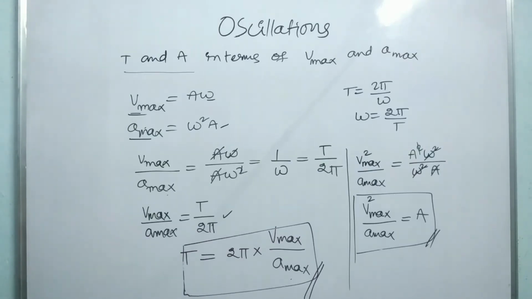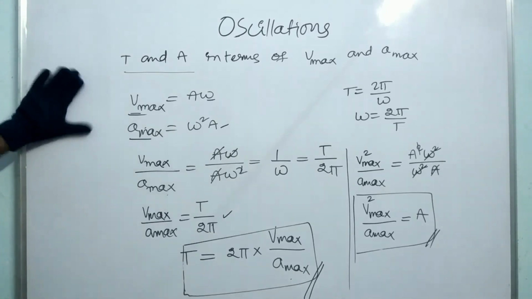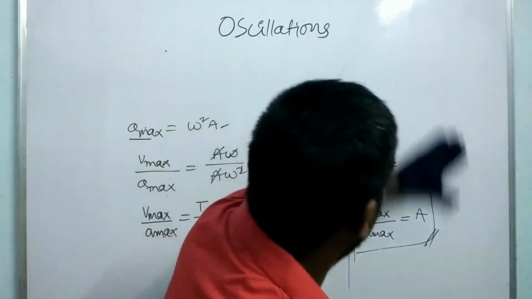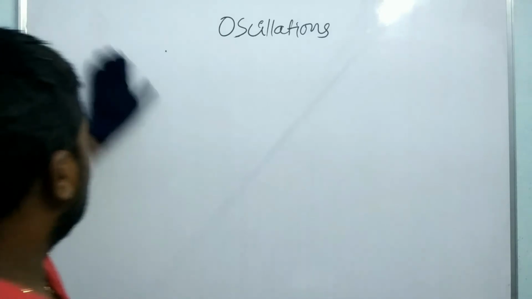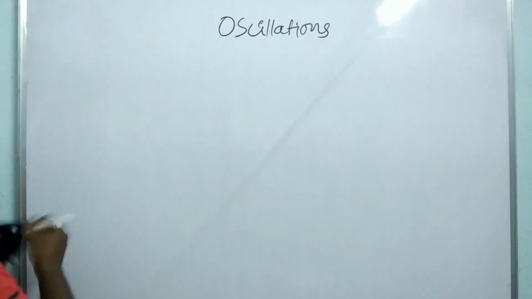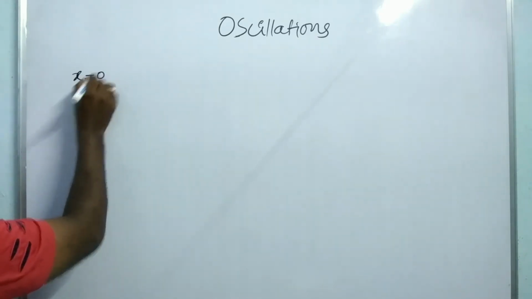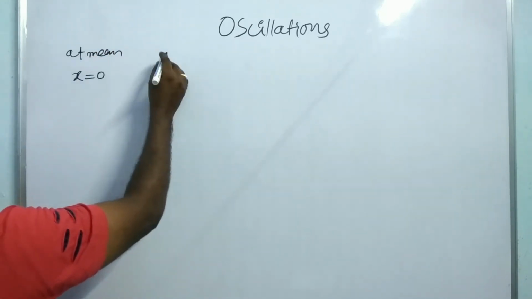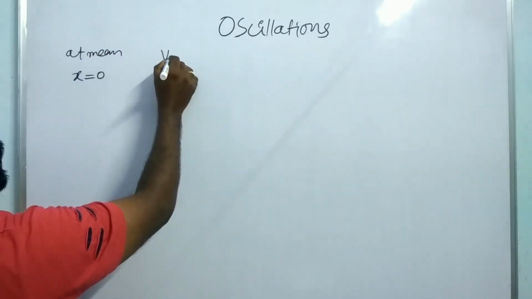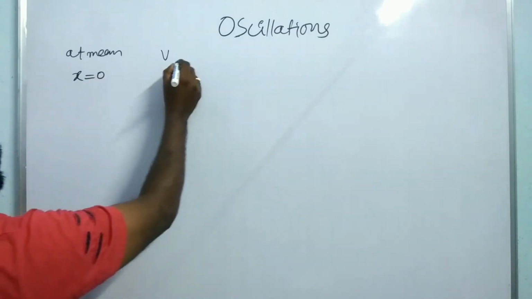Now let us find the velocity and the acceleration at various points. Velocity and acceleration at various points. Okay. So here at the mean position, x is equal to 0. At the mean position, x is equal to 0, V is equal to how much?